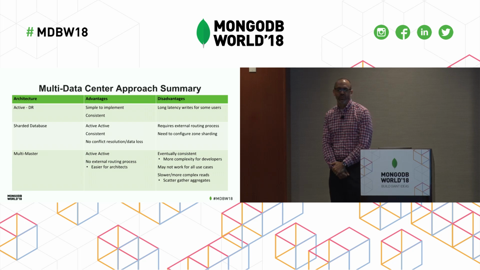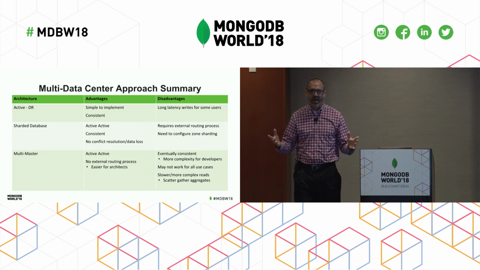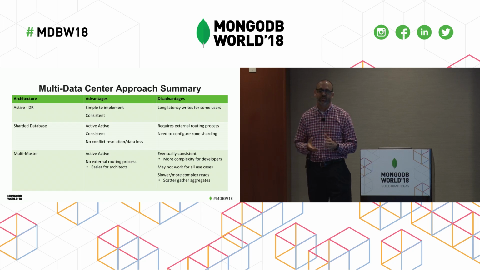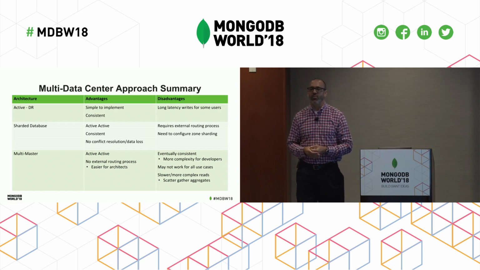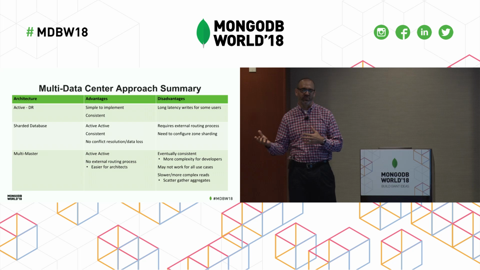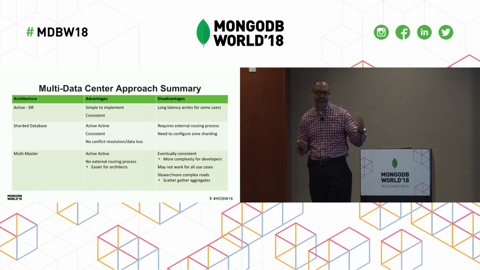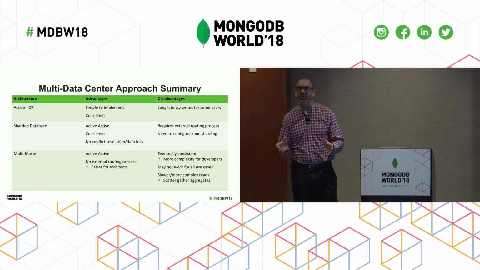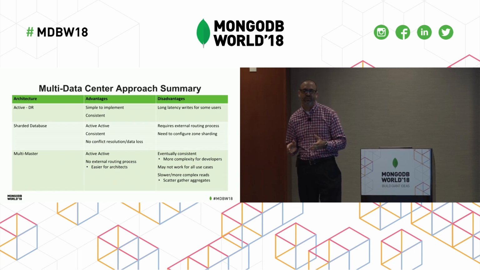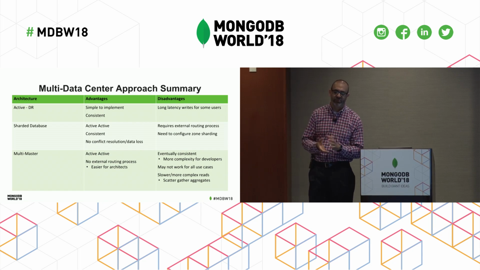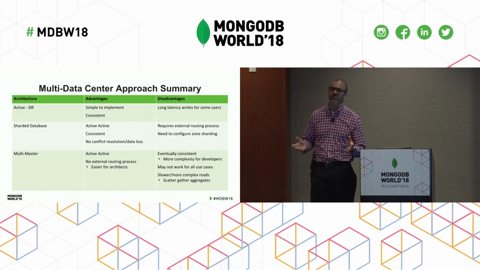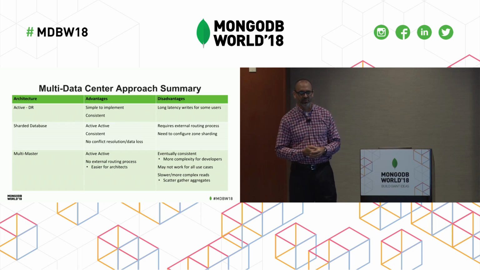All right, so just to conclude, in terms of the options I went through, we could do an active DR solution, real simple, gives you consistency. The downside for that one is that the writes in remote data centers are going to be slow because they have to go across a great distance. We can use zone sharding, and we can build a pure active-active solution. It'll be consistent. There'll be no conflict resolution. It does require an external routing process. And sometimes that's a showstopper. Sometimes it's easy. It just depends on your particular business situation.